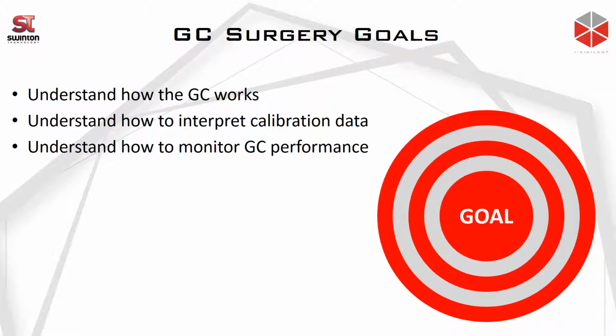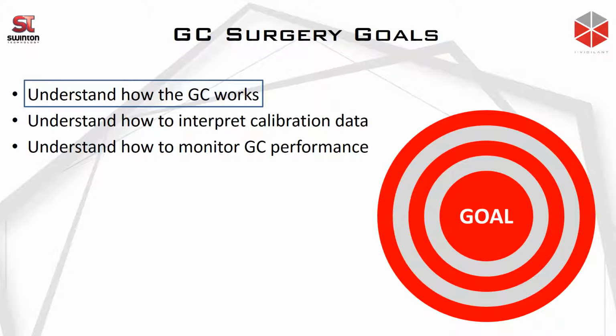So here are the GC surgery goals. First of all, we need to understand how the GC works, how the column works, and how everything is separated within the column. Once we know that, we need to understand how to interpret the calibration data, which is one of the most important processes in terms of GC operation. The other thing is we also need to understand how to monitor the GC performance, so we can ensure that the GC is working well at all times, not only instantaneously.